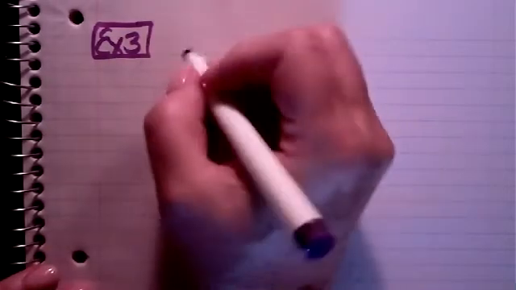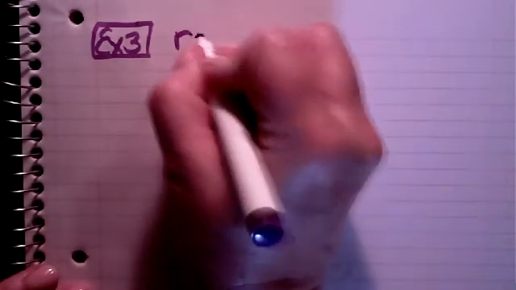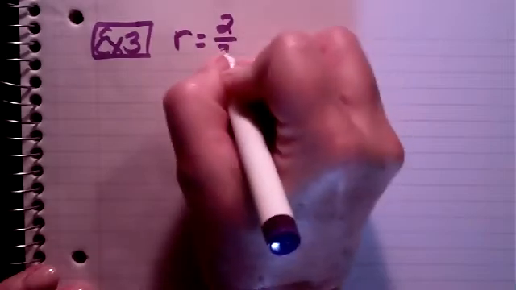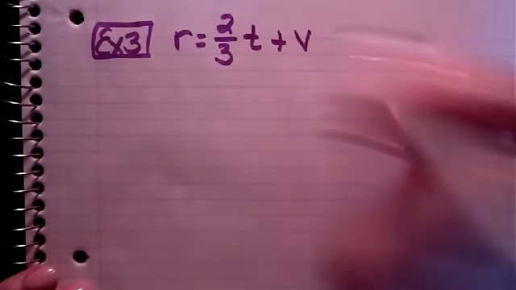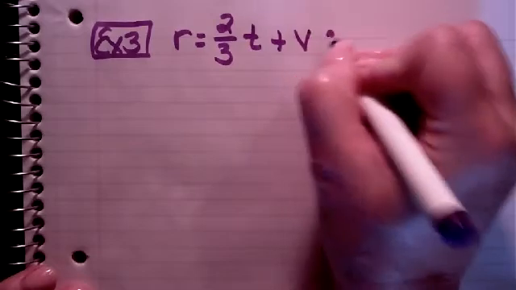Now, example 3 here is R equals 2/3 T plus V. And we are going to solve this for T.